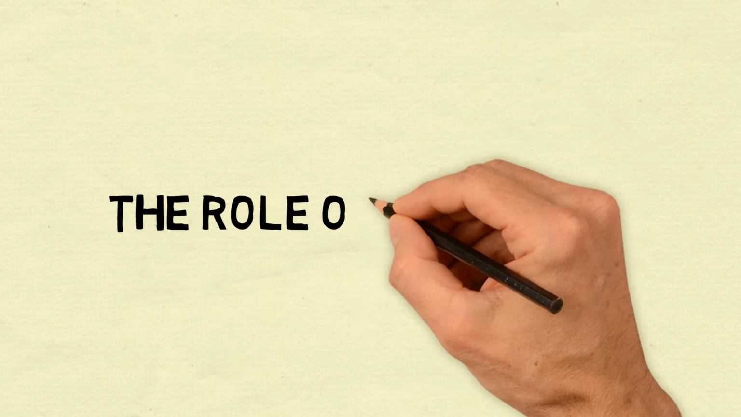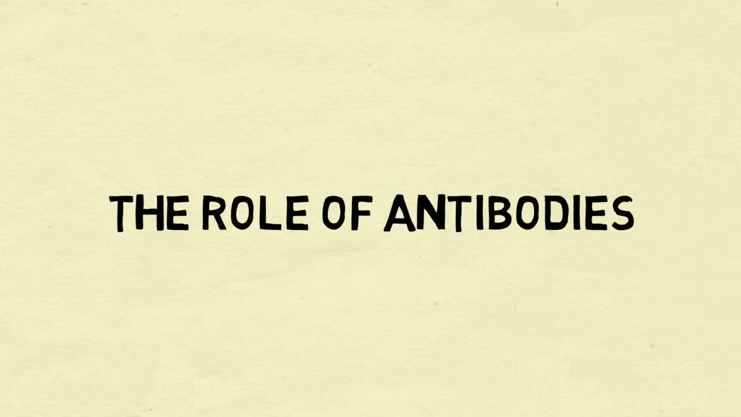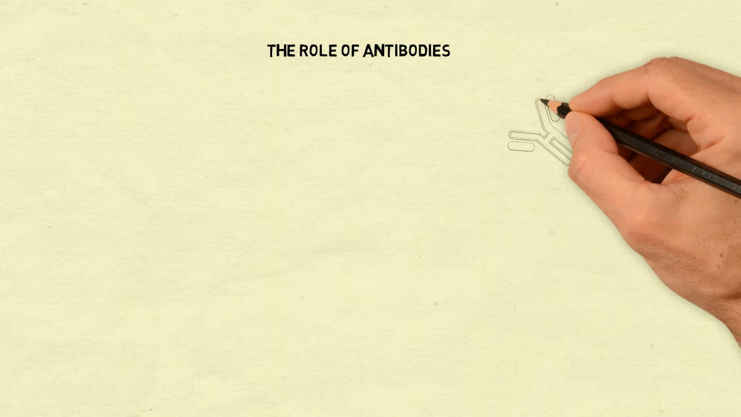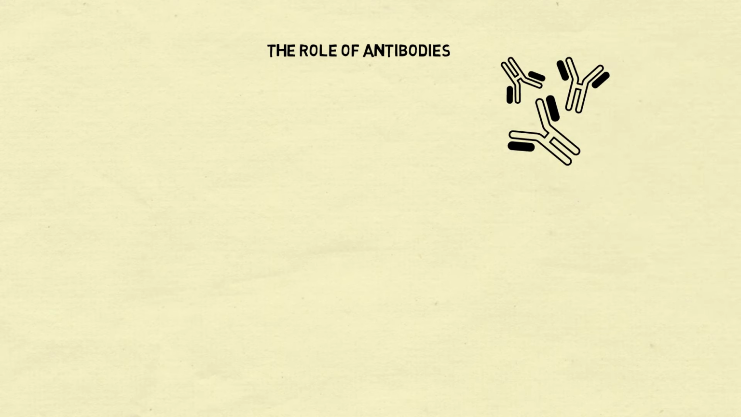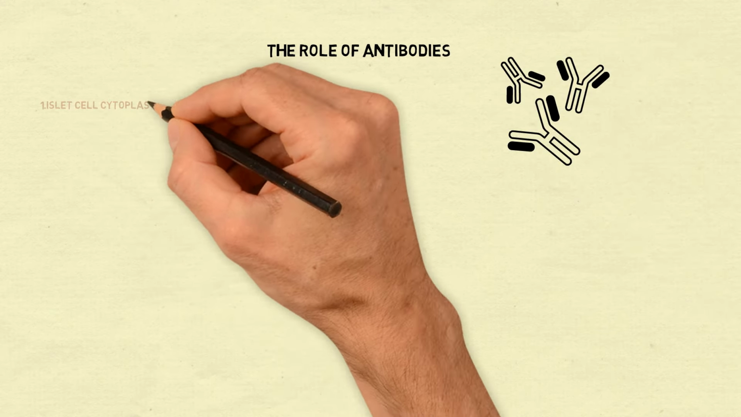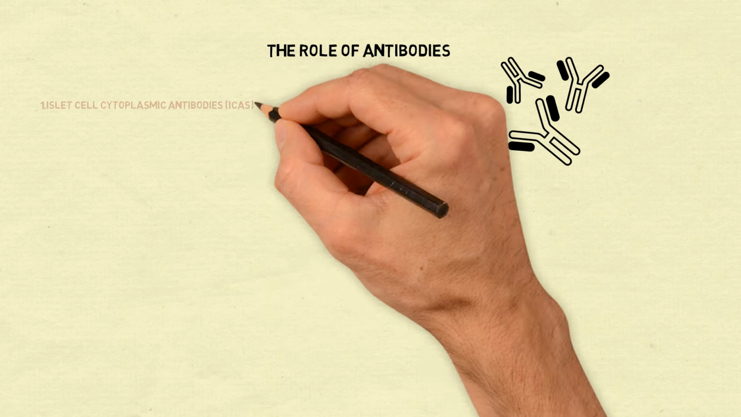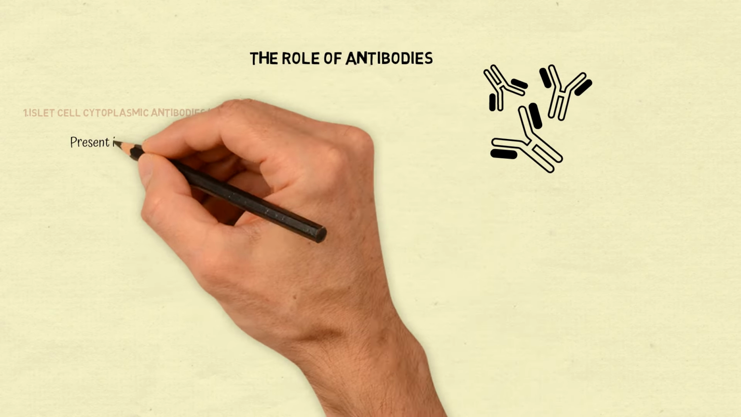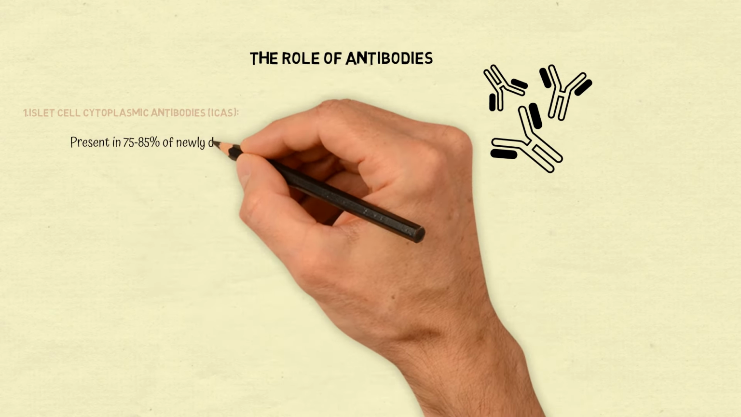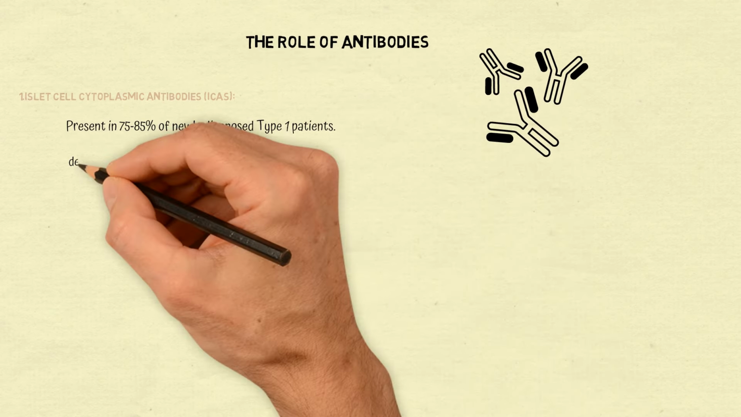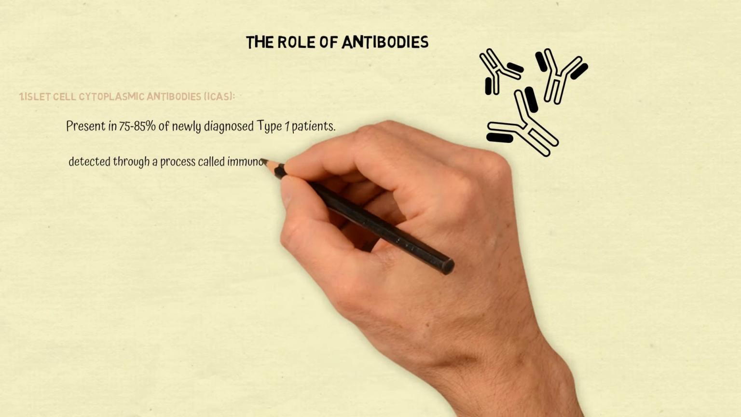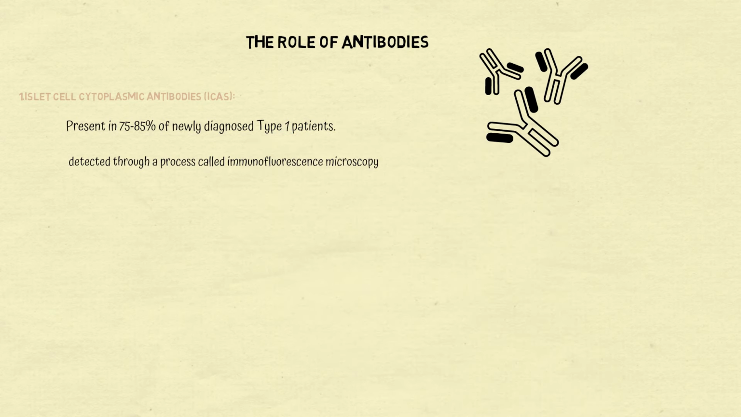Now, let's talk about antibodies. Antibodies play a big role in identifying type 1 diabetes and can even appear before any symptoms show up. 1. Islet cell cytoplasmic antibodies, ICAs. These antibodies are present in about 75 to 85% of newly diagnosed type 1 patients. They're detected through a process called immunofluorescence microscopy.